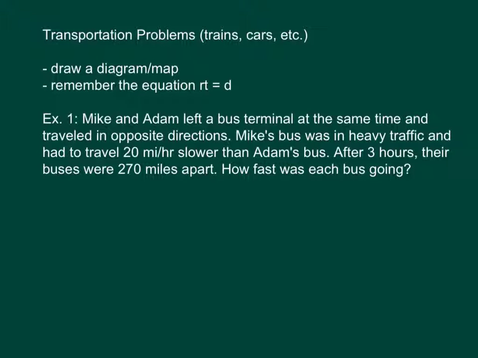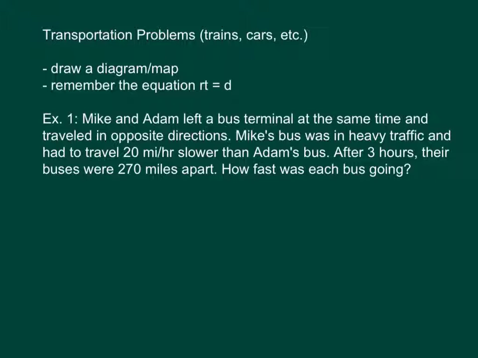Okay, transportation problems. Transportation problems involve trains or cars or airplanes, and they're flying or driving or moving in opposite directions most of the time. When we do these problems, we're going to draw a diagram or a map, and we're going to use the equation rate times time equals distance. You'll see this with Miss Gardner this year in physical science quite a bit. Let's give it a shot.